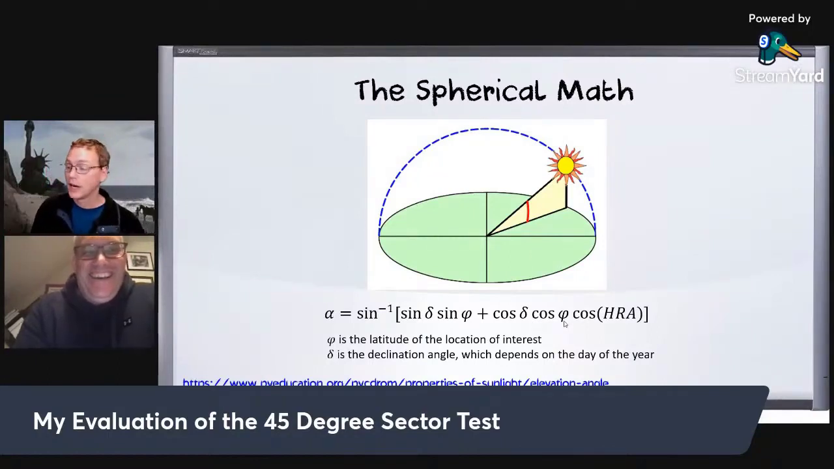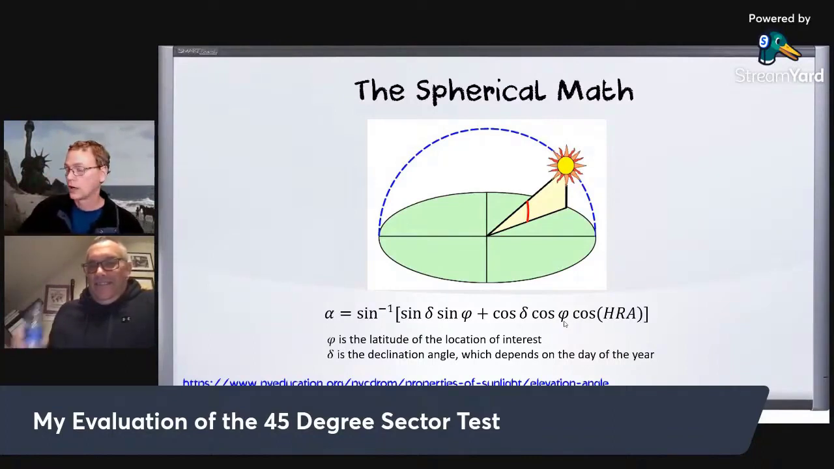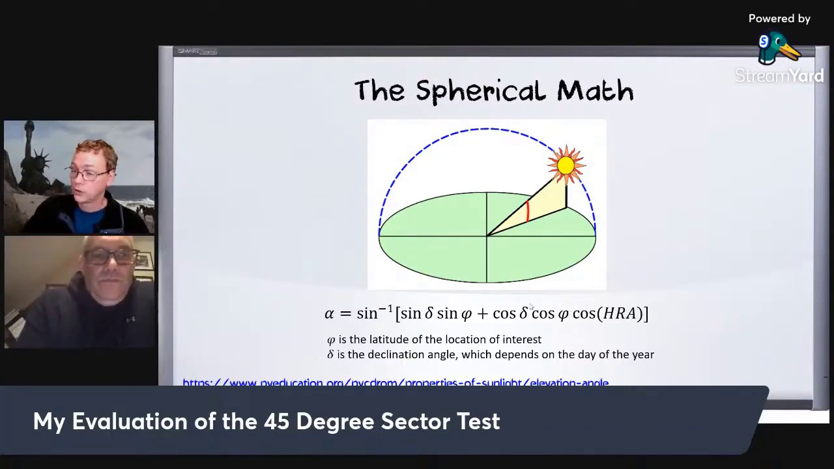It really does. And if you go to that website, it's got a little tool that will sweep it across for you and show you how it works. And then you plug in the HRA, the angle based on the time of day. So you take the 15 degrees per hour, and that goes into HRA. So you plug that in, and that right there is the actual globe model.